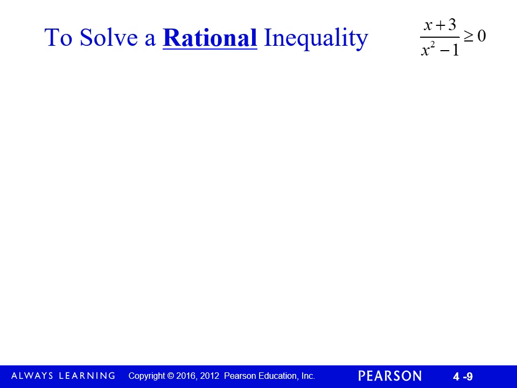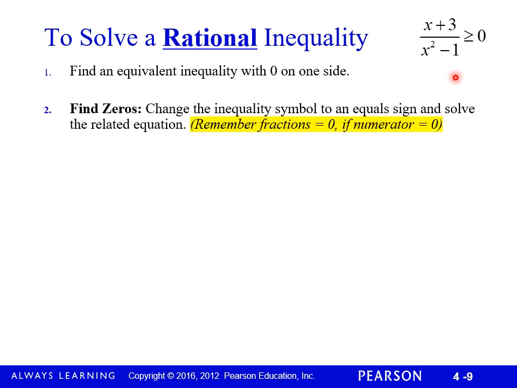Now we're going to look at rational inequalities. Remember, rational expressions, rational equations are where we have a polynomial in the numerator and a polynomial in the denominator, or basically simply a fraction, if you will. What we're going to do here is find an equivalent inequality with 0 on one side. So again, this is just saying if we had something here, like if it was greater than or equal to 4, then we would have to subtract that 4 from both sides. Okay? Then we're going to find the zeros.